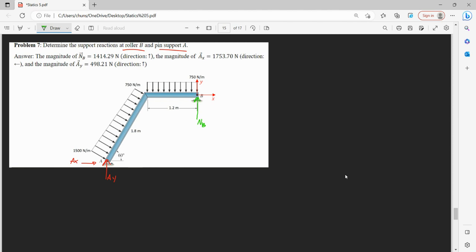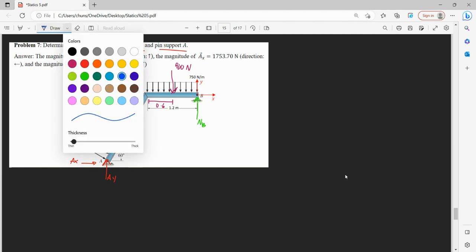All right, so we're also working with distributed loads as well. So let's start just simply with our rectangular one. This is 750 newtons per meter times 1.2, so the length that it spans. So this is an equivalent force of 900 newtons acting at 0.6 meters. Okay, so this one's got lots of angles going on, so we got to be careful.